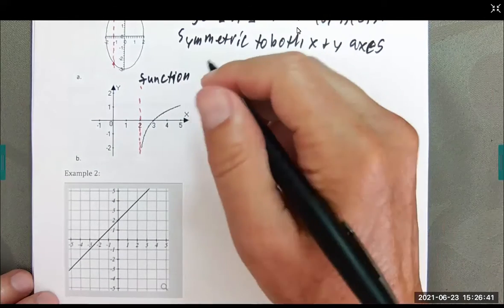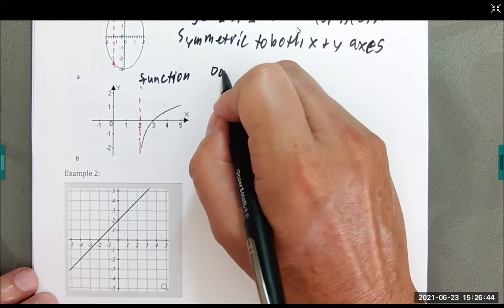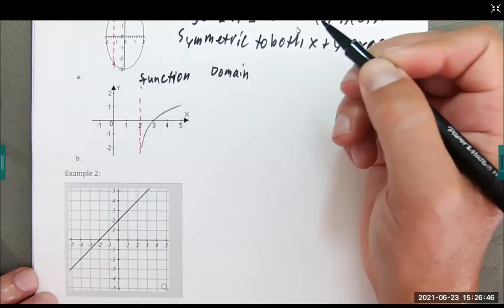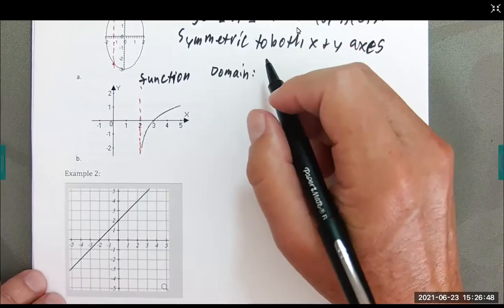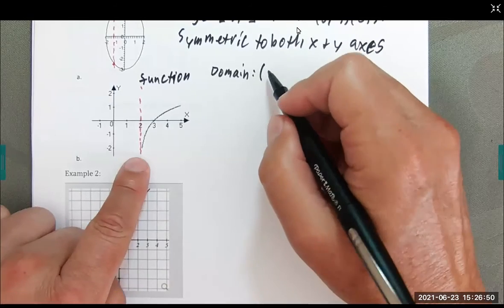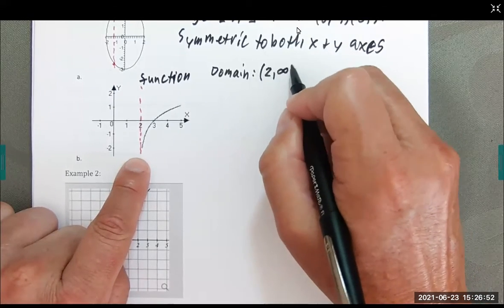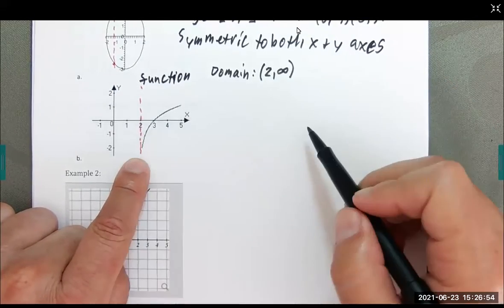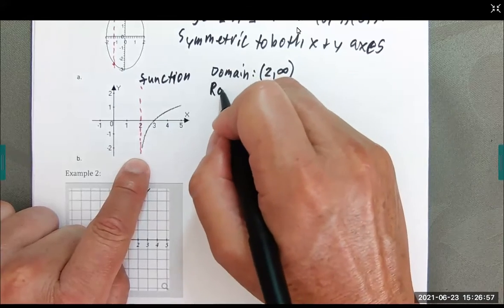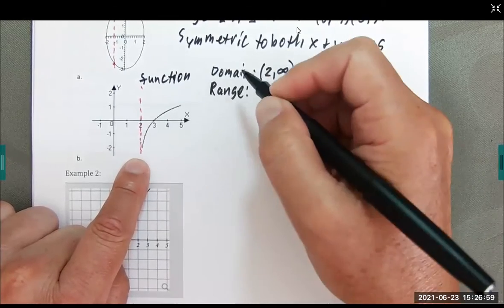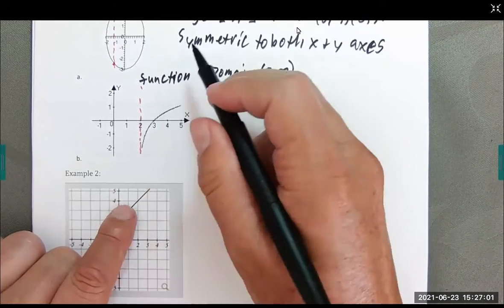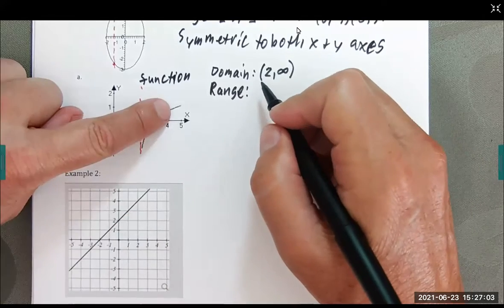All right, the domain. In this case, it looks like it is bigger than 2, and note it will never touch 2. And it's going to go off to infinity in the x direction. The y direction, the range. It looks like it's going to go from -infinity to +infinity. So this is going to get bigger and bigger and bigger.